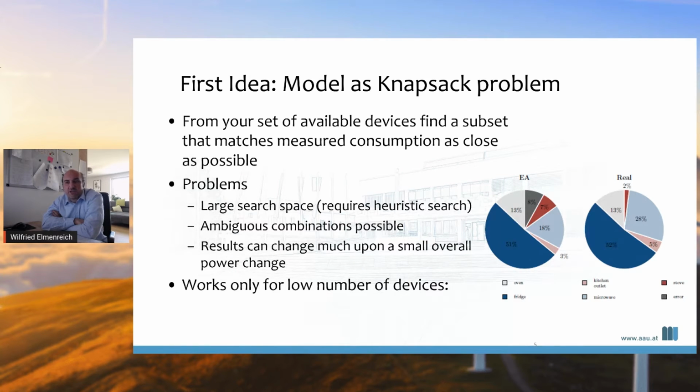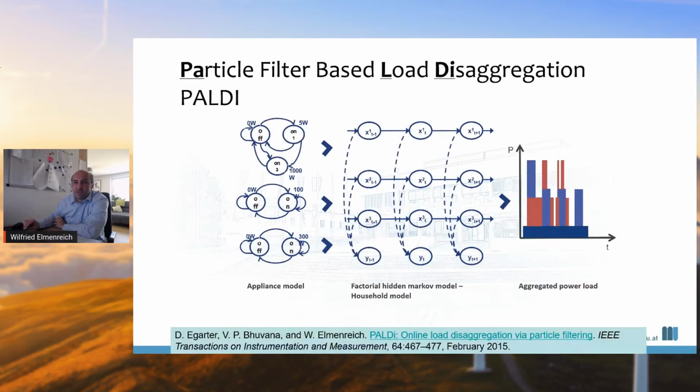But you need to have good information about the appliances already in the system, and the results can change a lot if there is even a small power change, because the optimum fitting of appliance powers into one power consumption might change with every watt. So this is not a very stable approach. Another approach is to look also at the state of the system the time before.